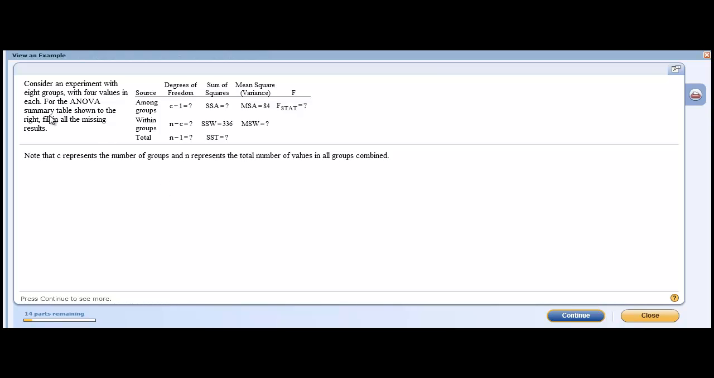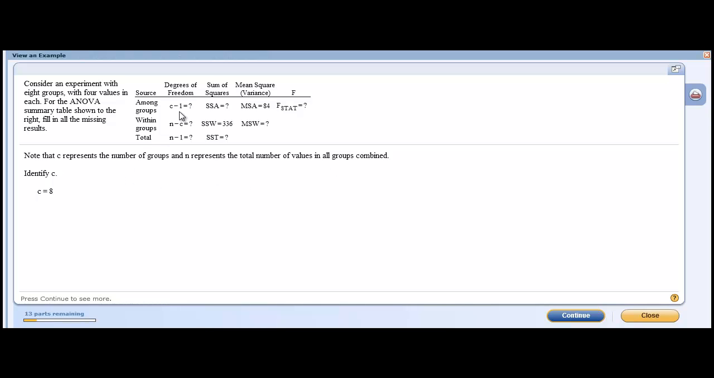But let's just say there's 8 groups. C is the number of groups. How would you know that? Well, you have to read your book, but you can also just go over here to view an example. Note that C represents the number of groups, and N represents the total number of values in all groups combined.